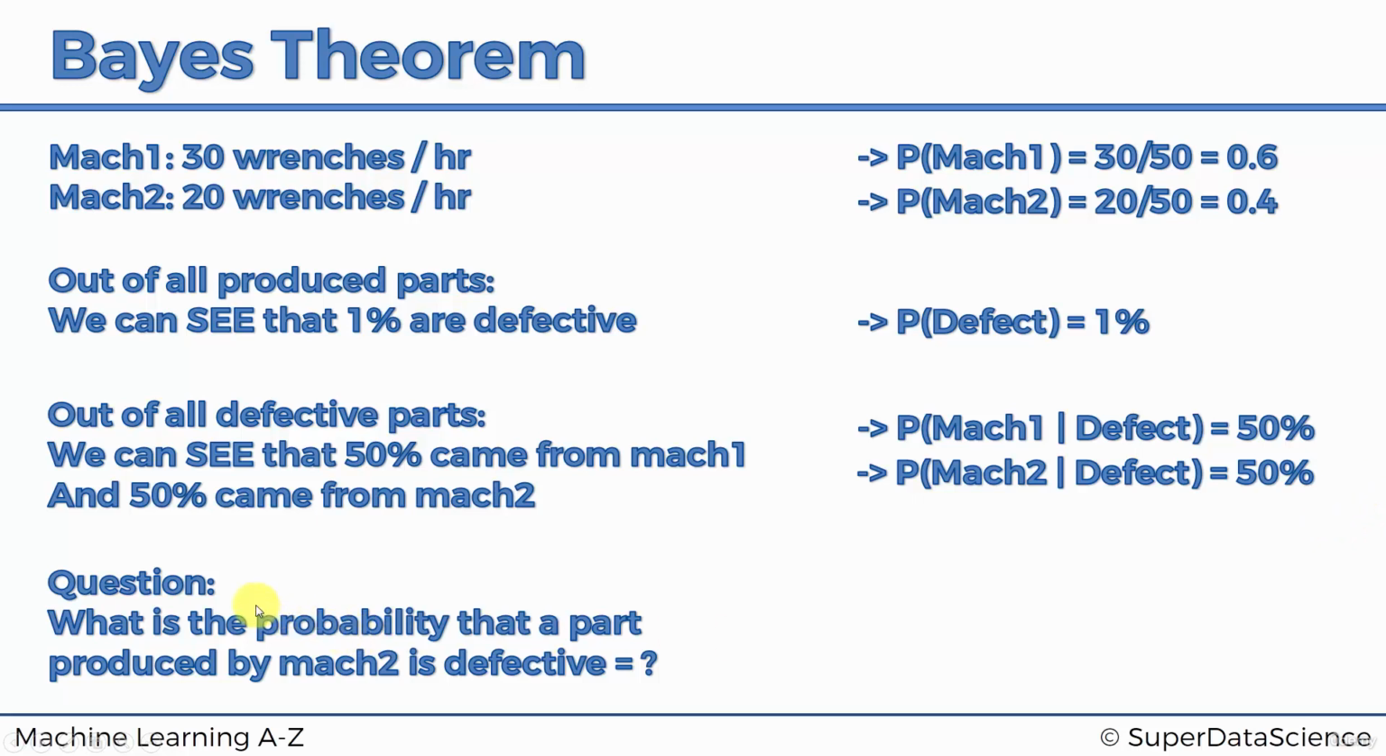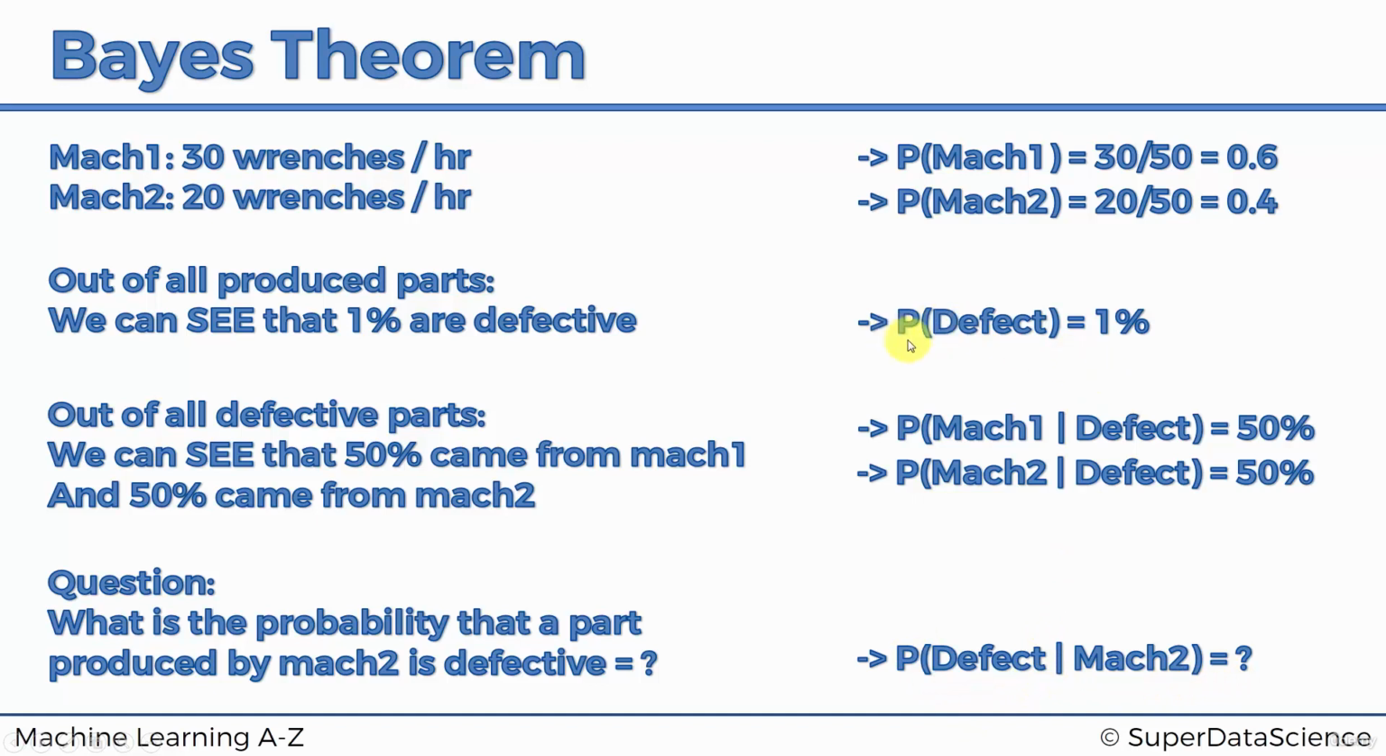And the question that we want to ask is actually a bit different, right? The question we want to ask is, what is the probability that a part produced by machine 2 is defective? Here it's kind of reverse. We're taking a part from machine 2, and we're only looking at parts produced by machine 2. What is the probability of a random part taken out of machine 2 to be defective? How do we write that in mathematical terms? It's written this way: probability of a defective part given that it came from machine 2.